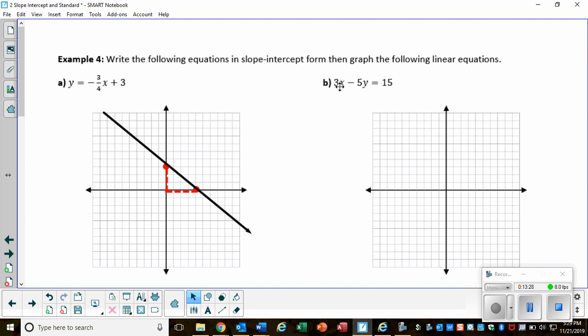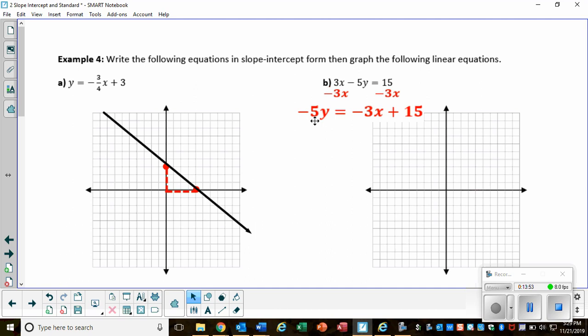Now for B, I'm going to put it into slope-intercept form. To do that, I'm going to isolate y, like I showed you guys how to do in class. We're going to get y by itself. So I'm going to move this 3x to the other side, and I do that by subtracting 3x from both sides. That will give me negative 5y equals negative 3x plus 15.